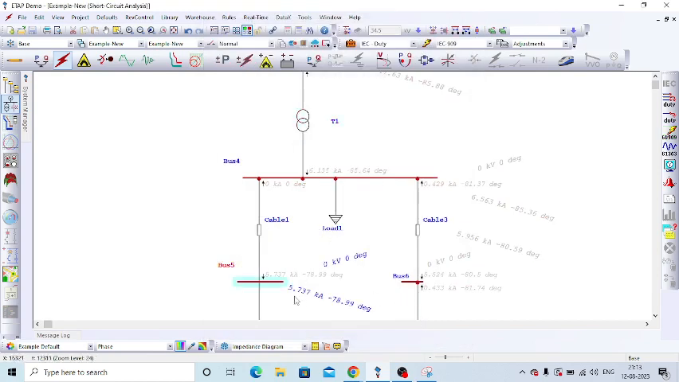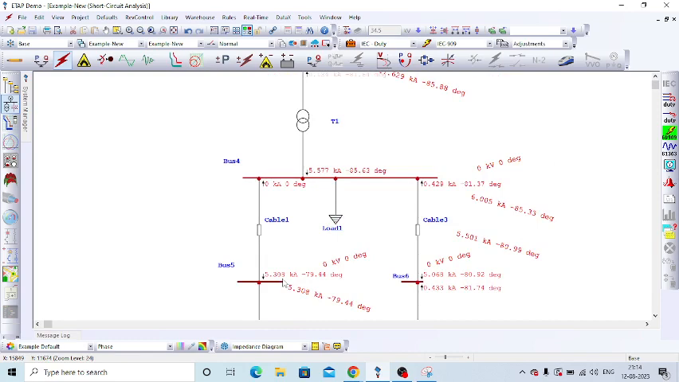So presently the fault current is 5.737 with 8.35 percent impedance. After changing the impedance to 9.35 percent, it becomes 5.308. Okay, so still the fault current is at a higher value.